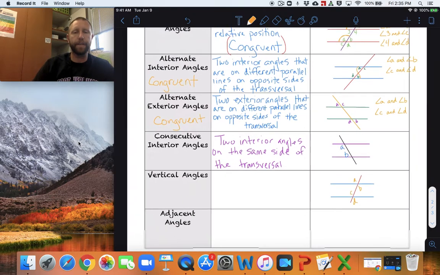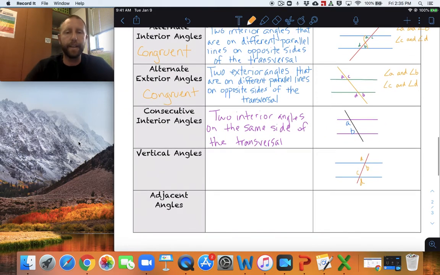All right, only a few left here. For consecutive interior angles, there's that word interior, you're looking in between the two parallel lines, but instead of being on opposite sides of the transversal, they're on the same side of the transversal. So that's where two interior angles on the same side of the transversal comes from. Those are not congruent, okay? However, they will add up to 180 degrees.